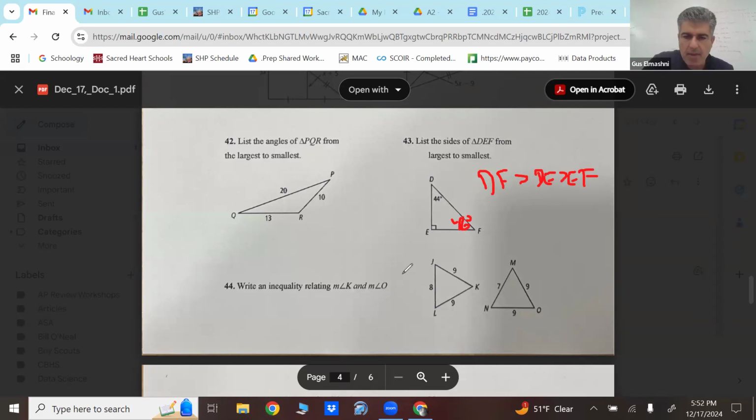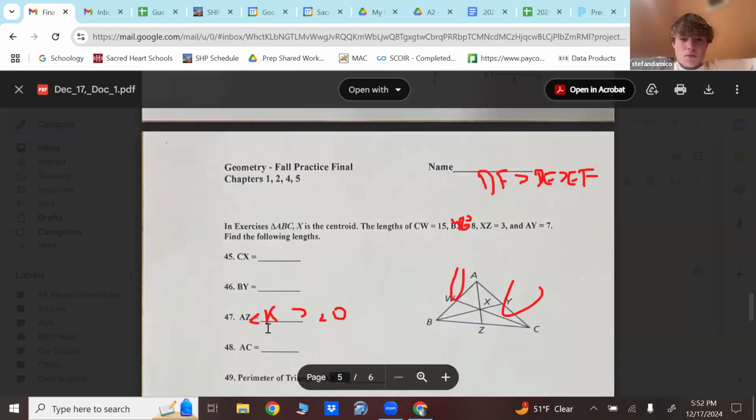Angle K is the biggest side. Angle O is smaller because it's obviously angle K is bigger. They have these the same, but angle K is opposite a bigger side, so that makes sense.